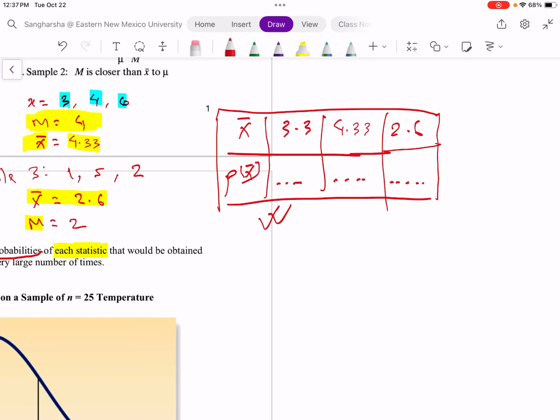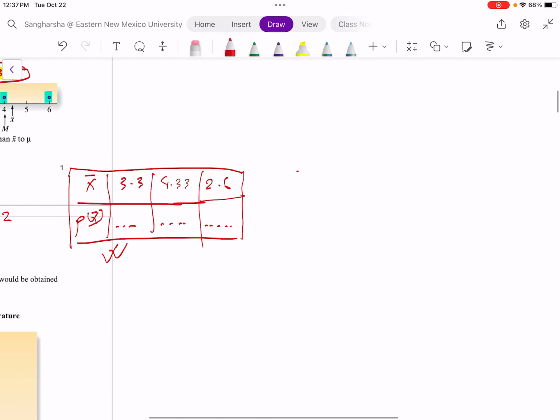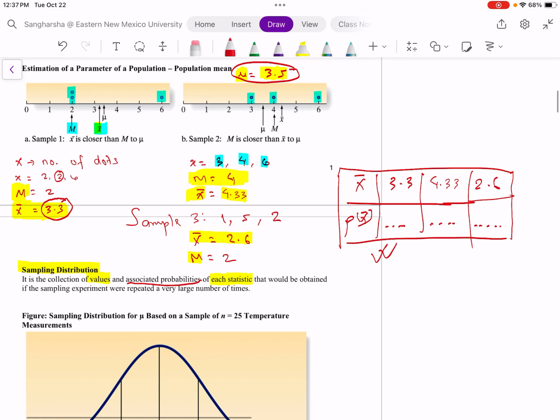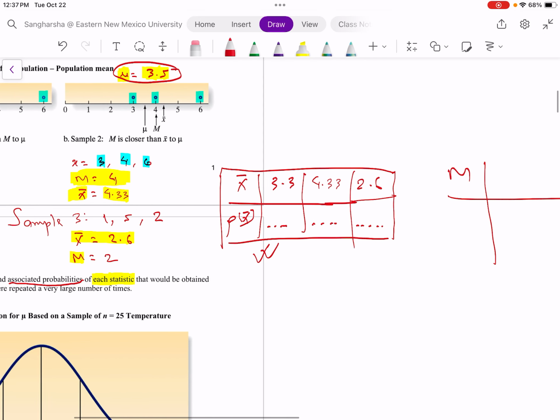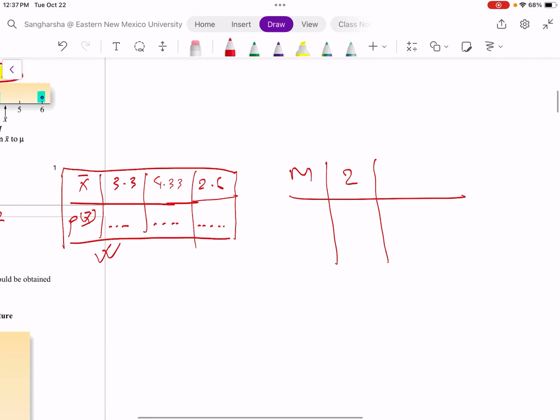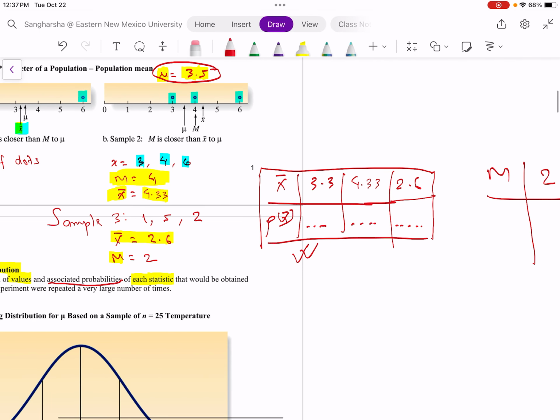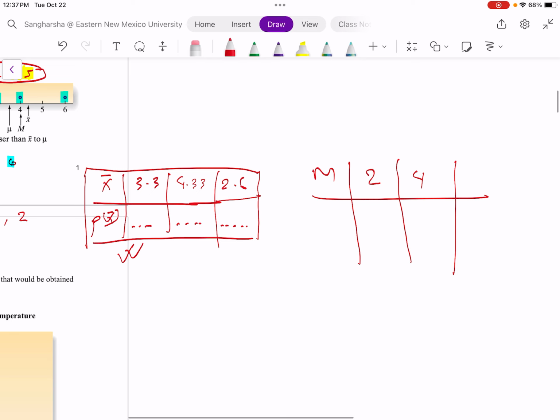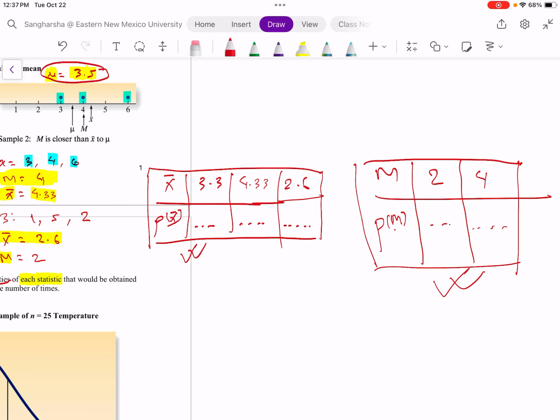Similarly, if you take the median statistic, what values does the median take in the three samples? From the first sample, median is 2. From the second sample, median is 4. From the third sample, median is 2, right? And now we find the probability that median is 2, and the probability that median is 4. And this table is our sampling distribution.